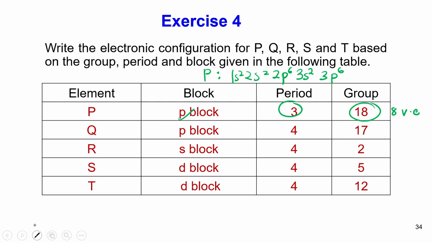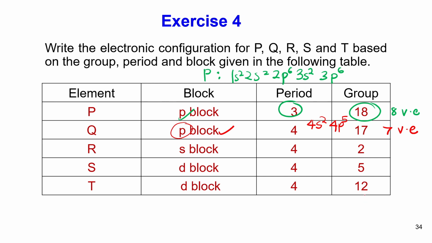Then for element Q, block P, period 4. Period 4 means we have 4s and 4p. 4p because it is block P, so it must end with p. Group 17 means 7 valence electrons, 2 from 4s and 5 from 4p. So we write 4p5 after 4s.